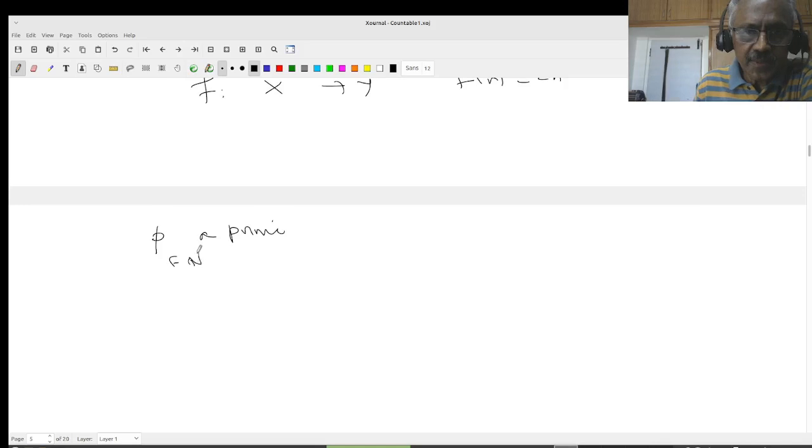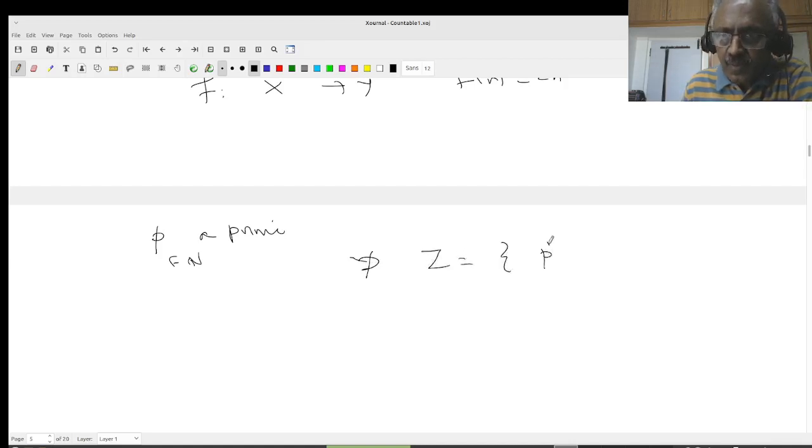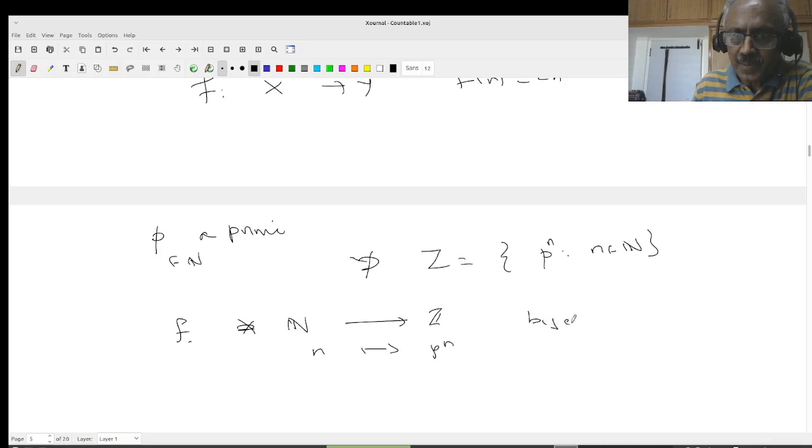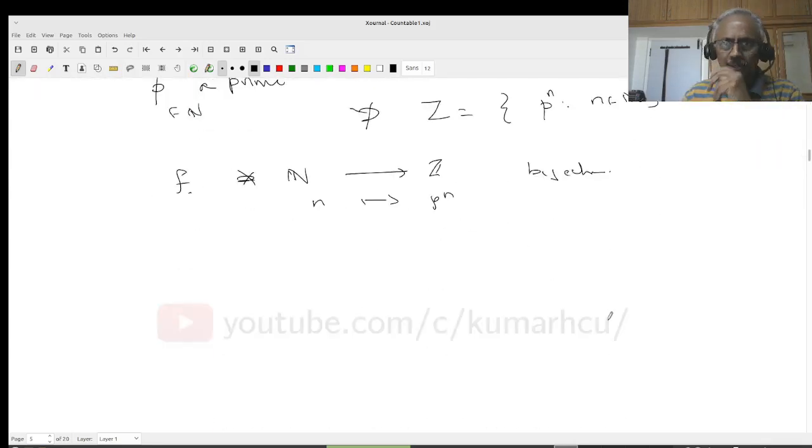Okay, p in N is a prime, right? Now let's look at the set Z equal to p power n as n varies over natural numbers. Then you can see there is a bijection of X, which is the natural numbers, to Z, namely n goes to p power n. This is a bijection, right? Why? It's 1-1, and onto because of everything.